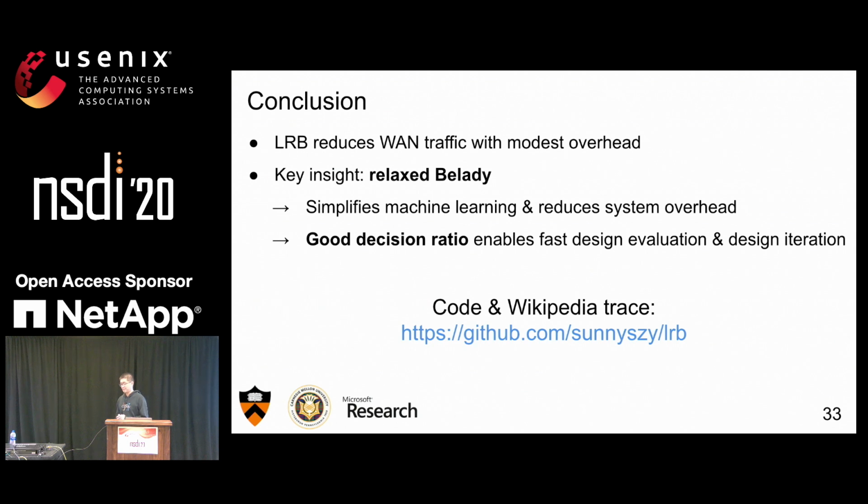Right. I think the question is whether we want to predict a continuous value or a binary value. The reason we use a binary value is that it simplifies our machine learning, although there is a limitation like you mentioned. And also, based on the binary prediction, we can have the good decision ratio, which allows us to do quicker design evaluations. Thank you.